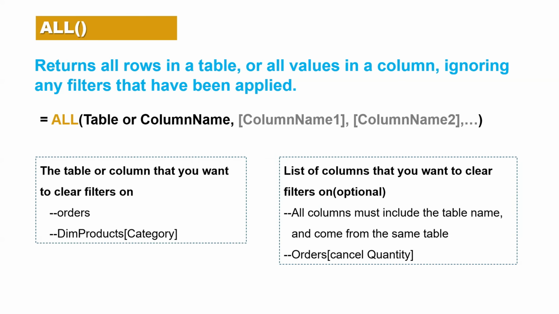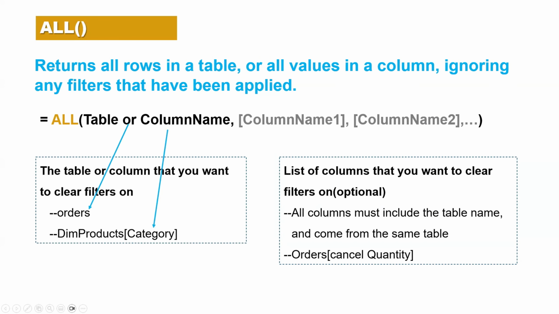The next DAX function I want to talk about is ALL. The ALL function returns all rows in a table, or all values in a column, completely ignoring any existing filter context. The first argument of the function is either the table name or a column name, depending on what you want to clear filters on. For example, you could reference the entire orders table, or you could point to a specific column, such as category from the DIM products table.